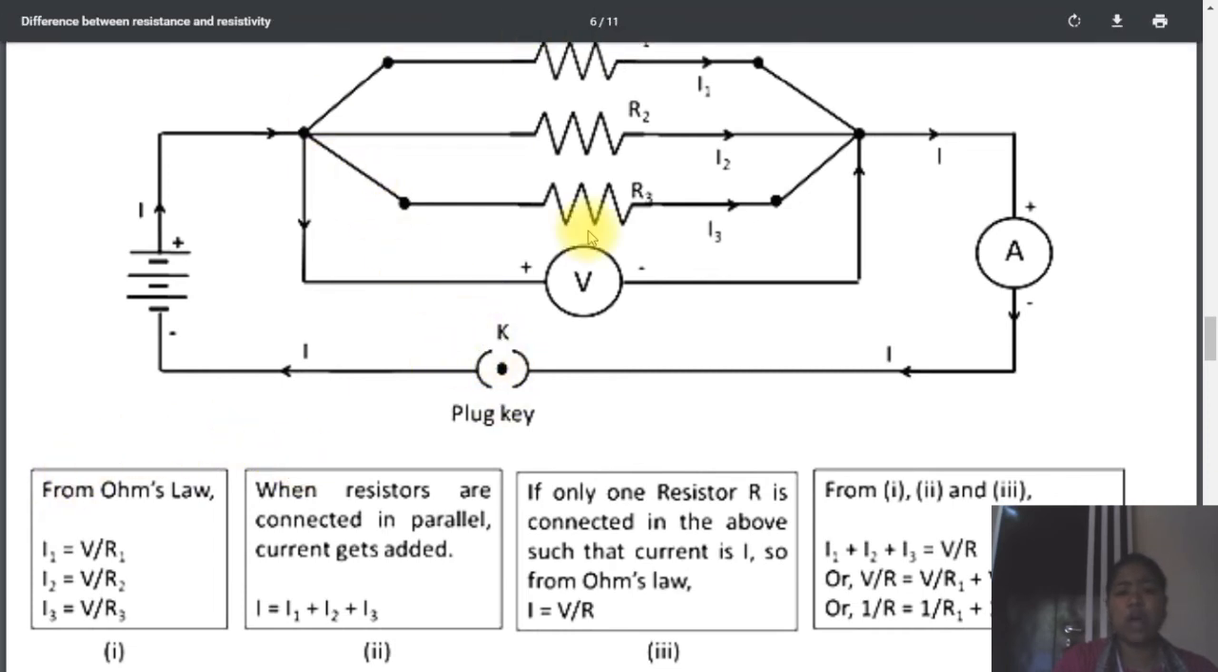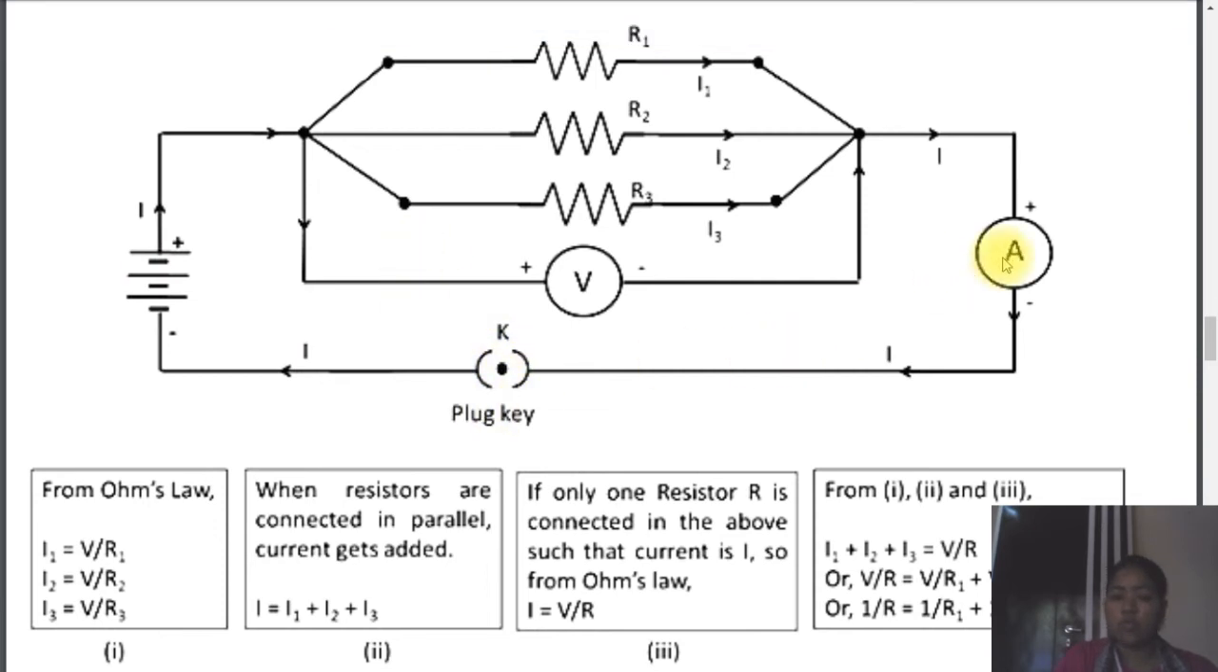In the electrical circuit, we have R1, R2, R3 as the three resistors, and through each resistor the current will be I1, I2, I3. The total current flowing through the circuit will be I. This is the battery, this is our key, this is our ammeter to measure the current flowing through the circuit, and this is our voltmeter to measure the potential difference across the circuit.